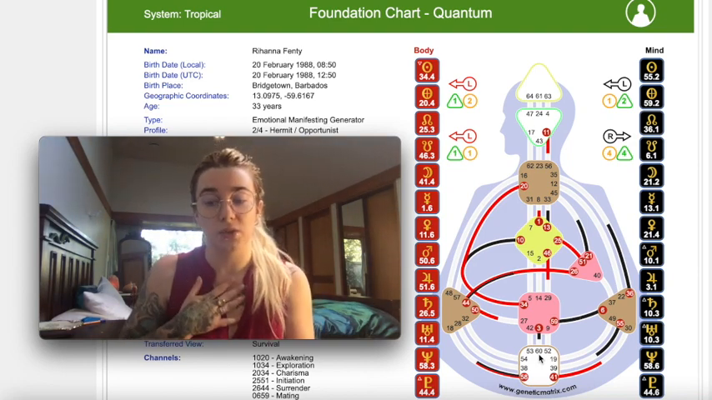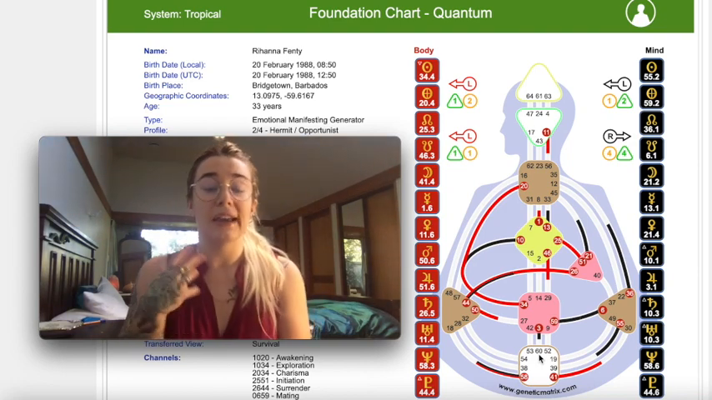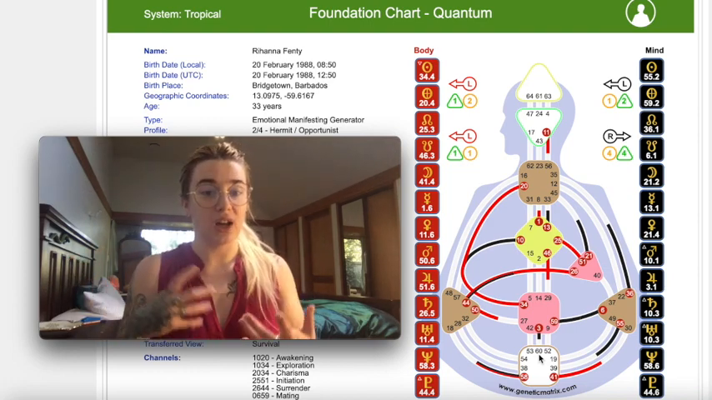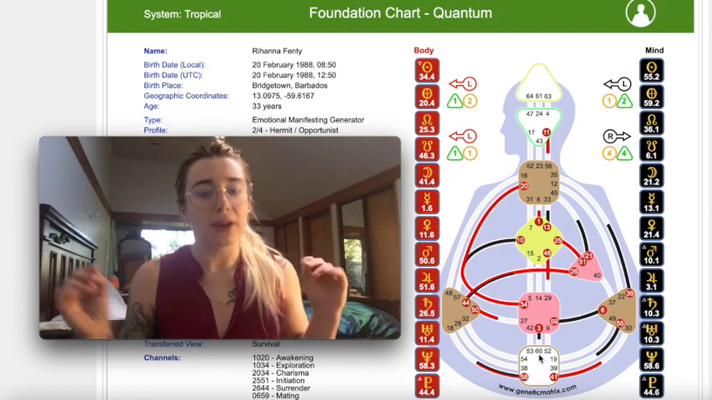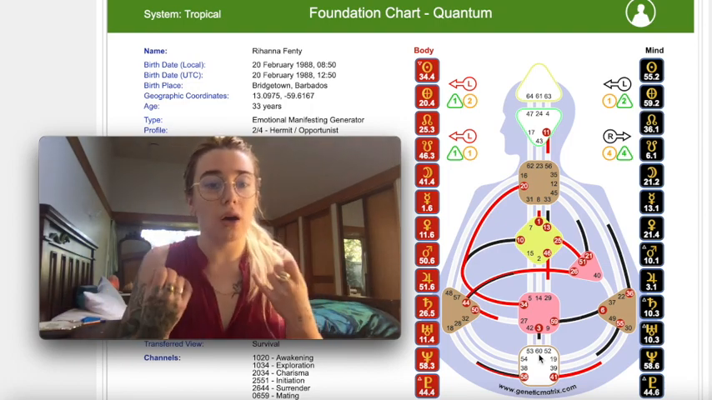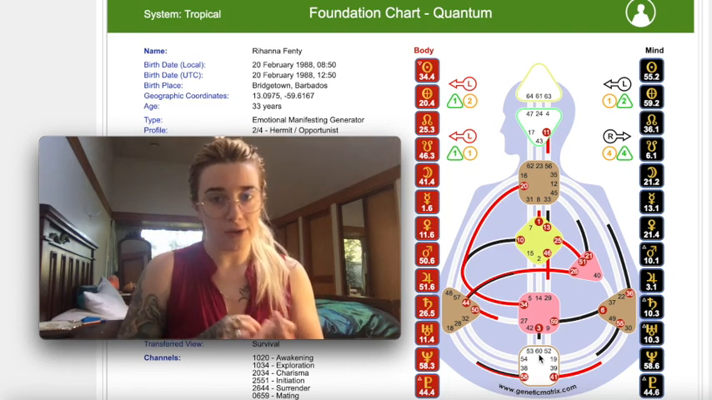The root center is responsible for our adrenals, and it also acts as the divine timing center, because the root acts in pulses, right? Pulses on and off, on and off.